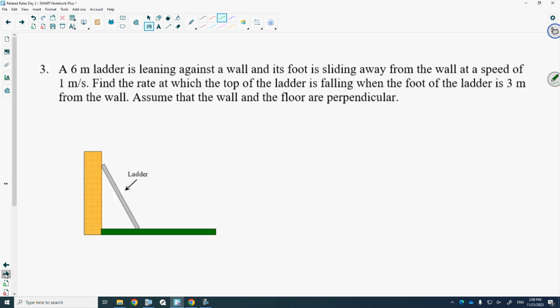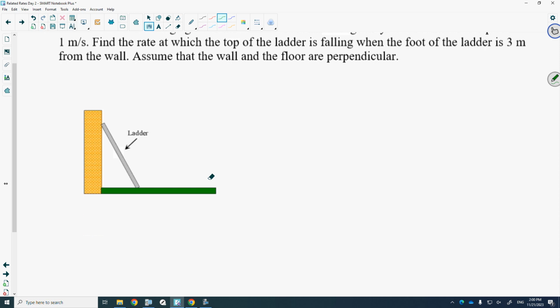A 6-meter ladder is leaning against a wall. So this ladder is 6 meters. And what letter do you think I'm going to let the ladder be? Z.